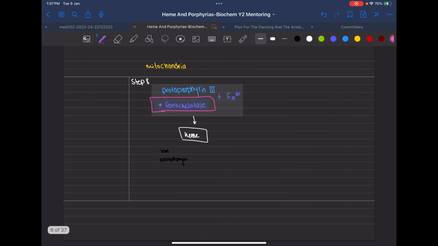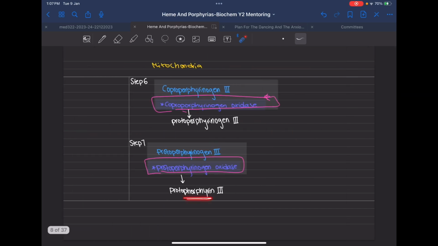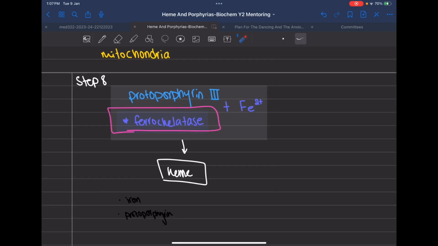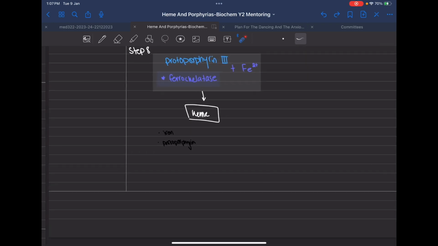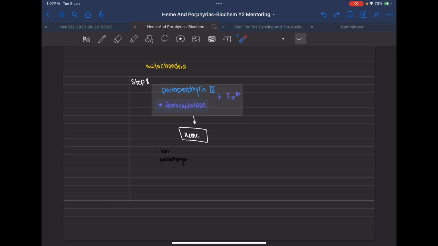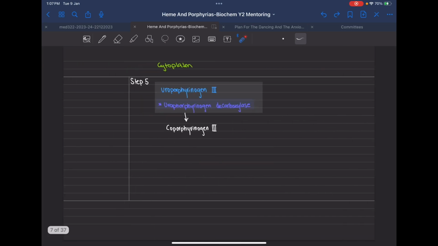All right, so our last step, we've finally gotten to heme. So last thing, we got protoporphyrin 3 from protoporphyrinogen 3. Now protoporphyrin 3 has two conditions that have to be met. You just need iron and ferrochelatase to make heme, and ferrochelatase is a mitochondrial enzyme. And that's it. That's it for the heme biosynthesis pathway.